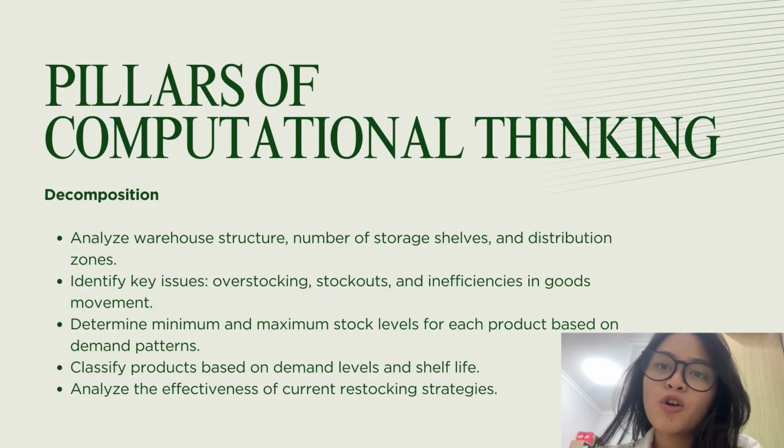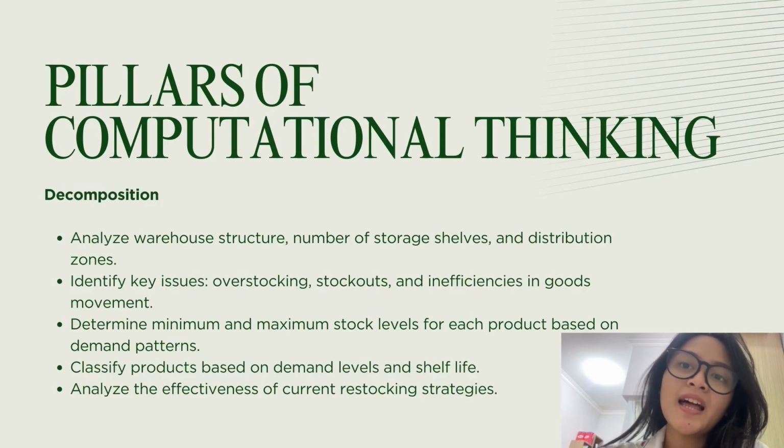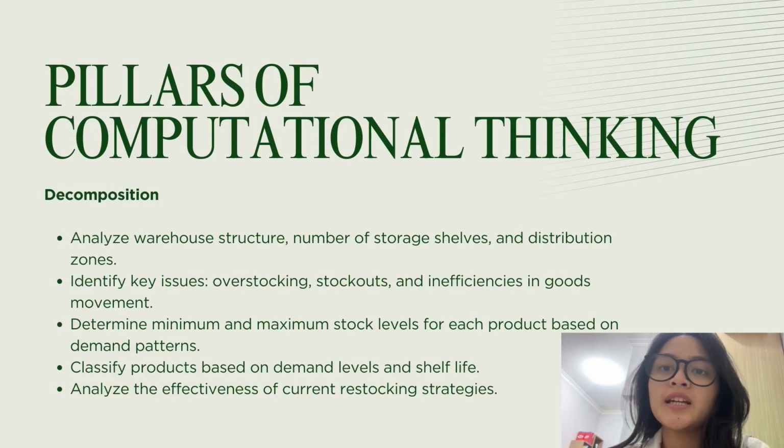Now let's see how computational thinking, specifically decomposition, can help solve this problem. First, we need to analyze the warehouse structure, including the number of storage cells and distribution zone. Second, we must identify key issues such as overstocking, stock out, and inefficiencies in good movement. Next, we determine the minimum and maximum stock levels for each product based on demand patterns.